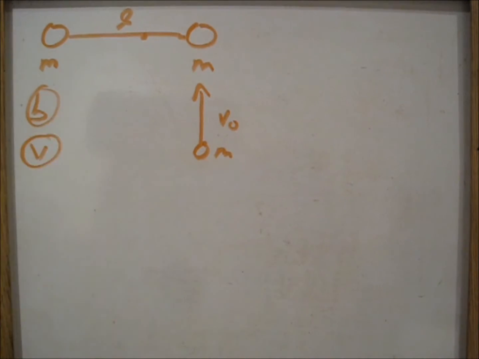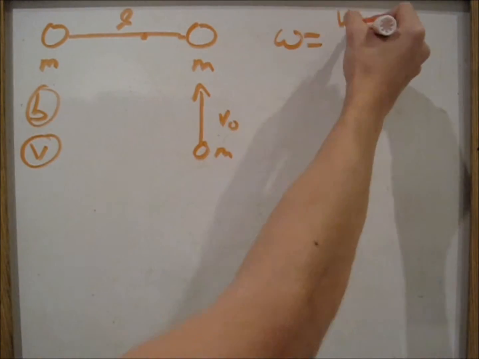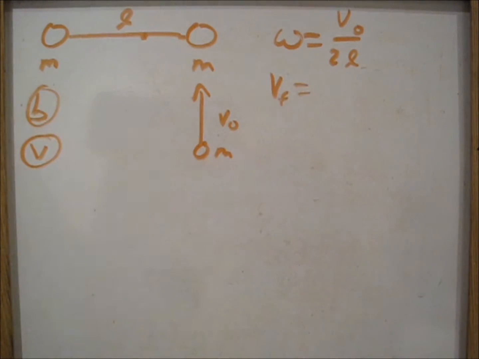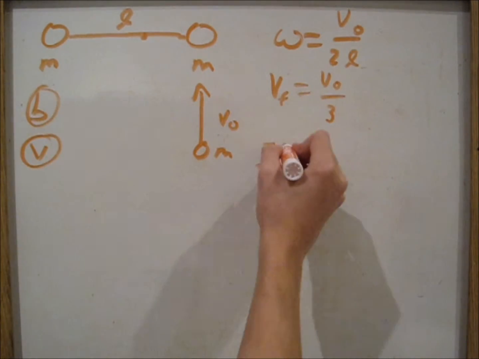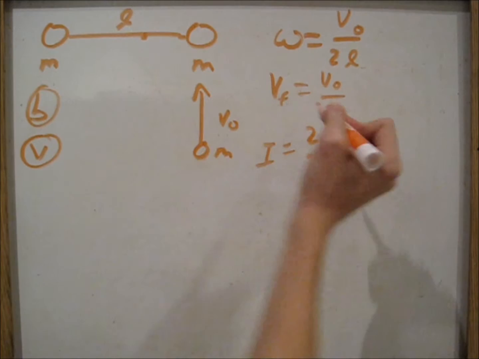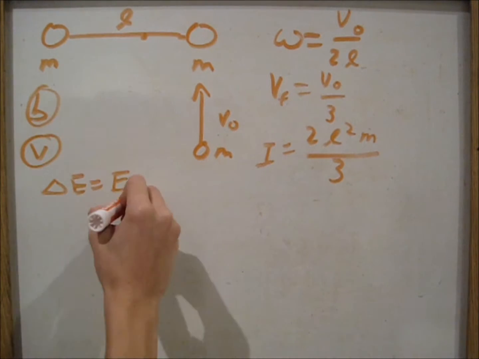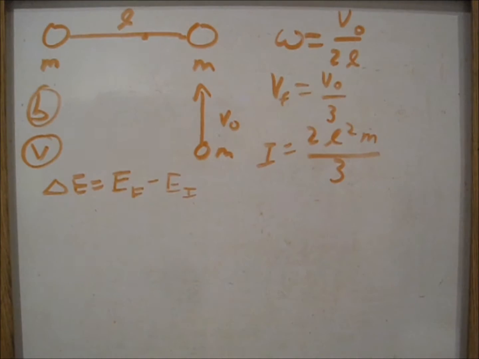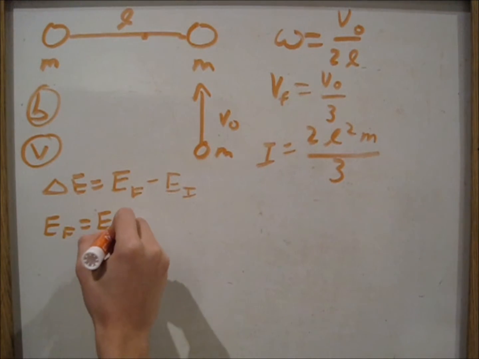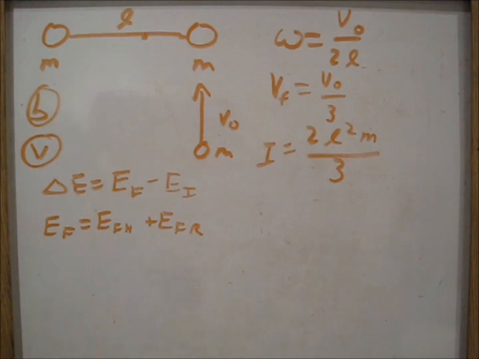For part 5, you have to determine the change in kinetic energy due to the collision. You will need Vf of the center of mass, the I of the assembly, and its angular velocity to solve this. We found these values previously. The change is equal to energy final minus energy initial.